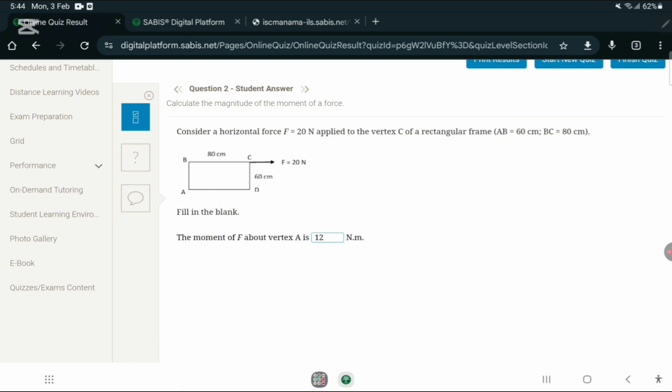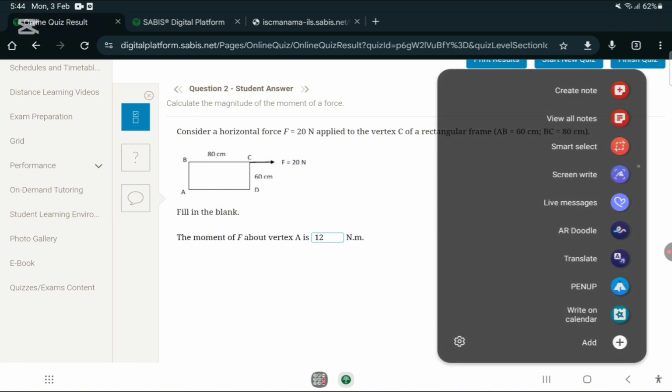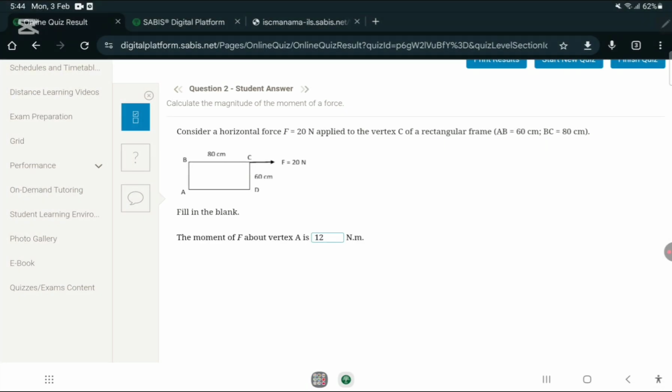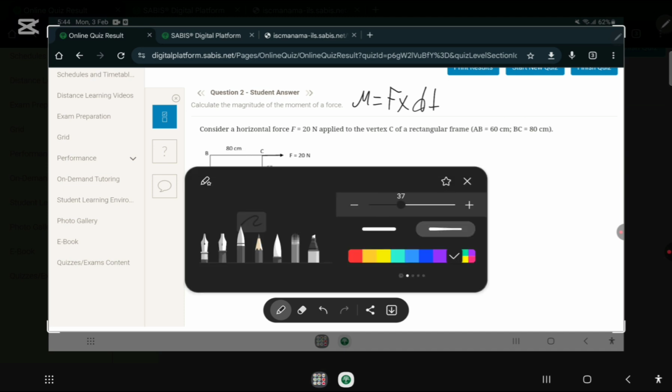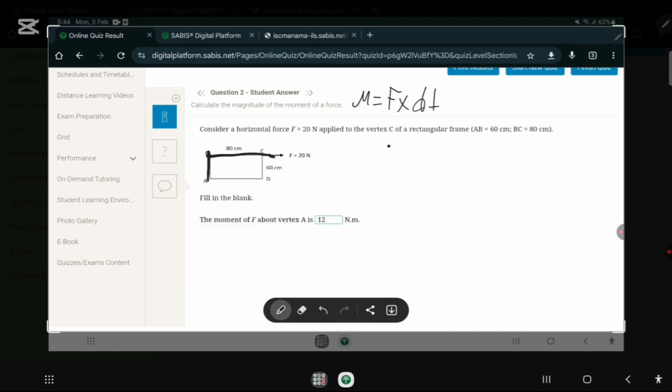Immediately here you can see where we apply this rule. Moment, as we stated in the earlier question, equals force times perpendicular distance. Here we can do it like this. One second, let me make the text bigger. Here the force, if I draw it like this, will always be stretching out like this. Look, it will continue going like that. So the perpendicular distance from the force to vertex A is 60 centimeters.